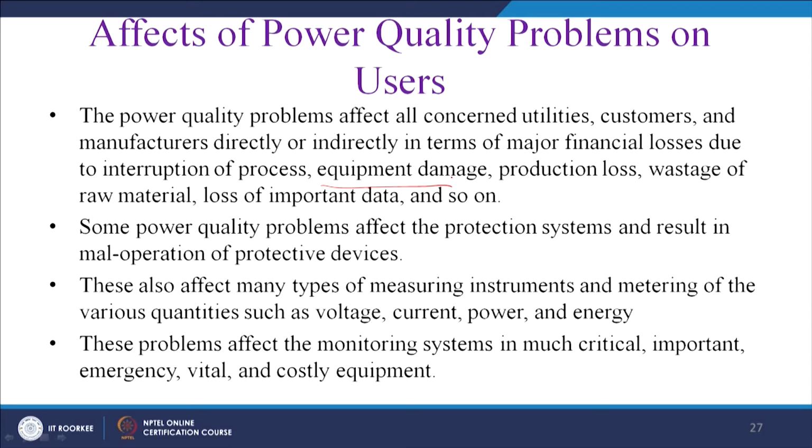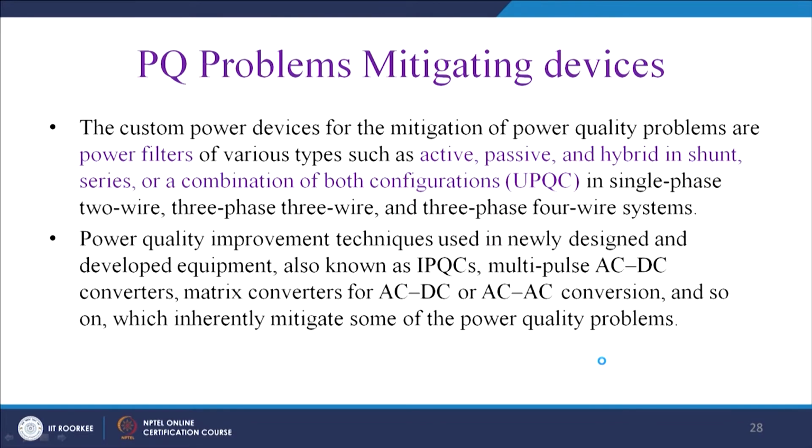This problem affects the monitoring systems, which are critical, important and vital, and you require costly equipment to manage it. Now, we require to mitigate this power quality problem. So, from this discussion we have understood the types of power quality problems, how they affect us and how they can be mitigated.